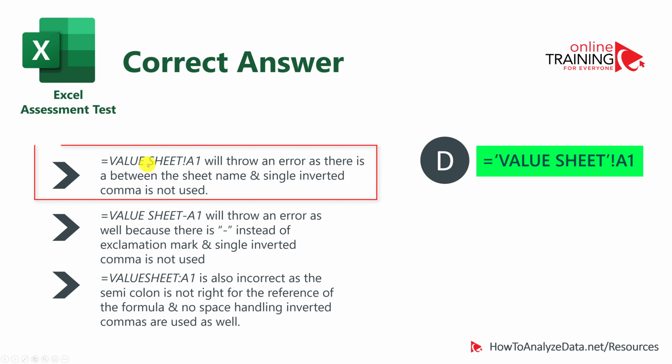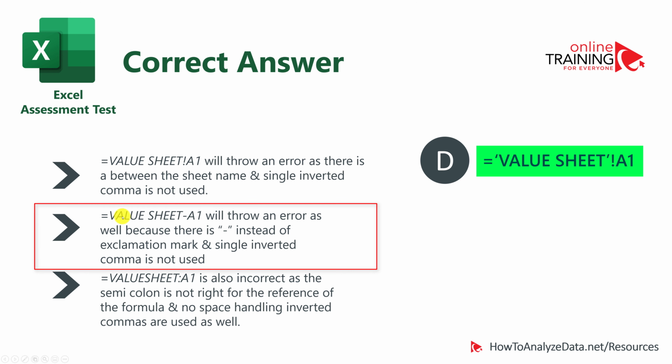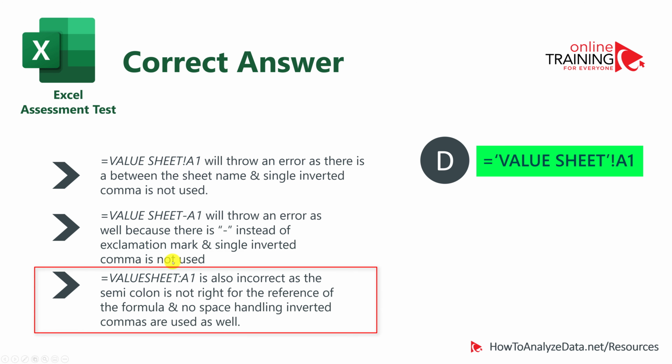In the case of value sheet A1, it's going to show an error because you cannot use space, and if you use space in the sheet name, then it has to be in single quotes. This one is just a name, a minus. It's a formula ultimately, but there's nothing here referencing value sheet minus A1, so it's going to be an error. And value sheet without the space, colon A1 is also incorrect because colon is not the right reference to reference the sheet. So I am pretty sure you got this one correctly.